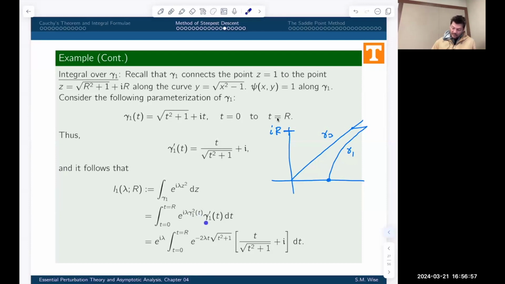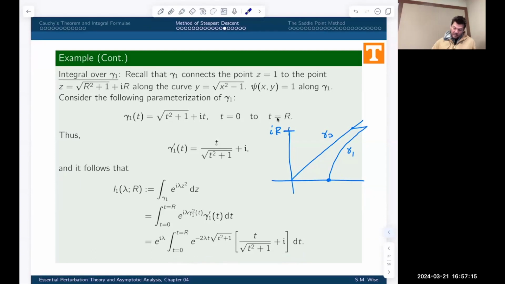And I need the time derivative. Well, it's not really the time derivative. It's a derivative with respect to the parameter, but we're going to think about it as time. Why not? The derivative with respect to time of gamma 1, dt. All right, so just putting everything in there, we get this.